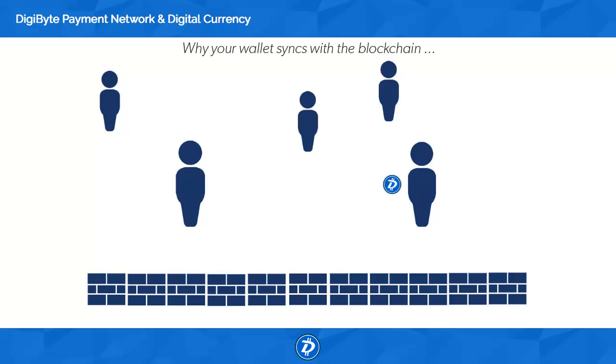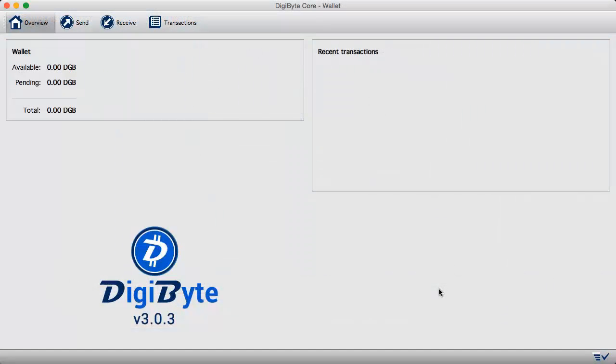Now that the blockchain has finished syncing with our new wallet, let's set it up and begin to use it. I left our new wallet open overnight so it could sync with the blockchain. Now that our wallet is in sync, it's tempting to immediately start sending and receiving Digibyte. But before we do, let's add a bit of security by encrypting the wallet.